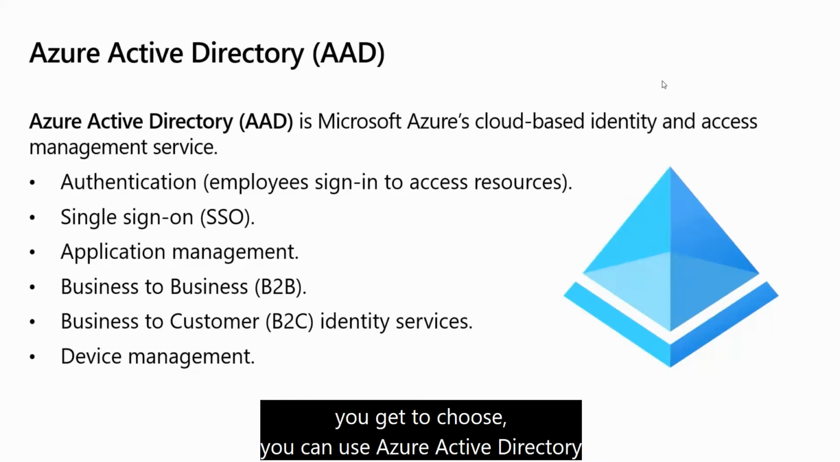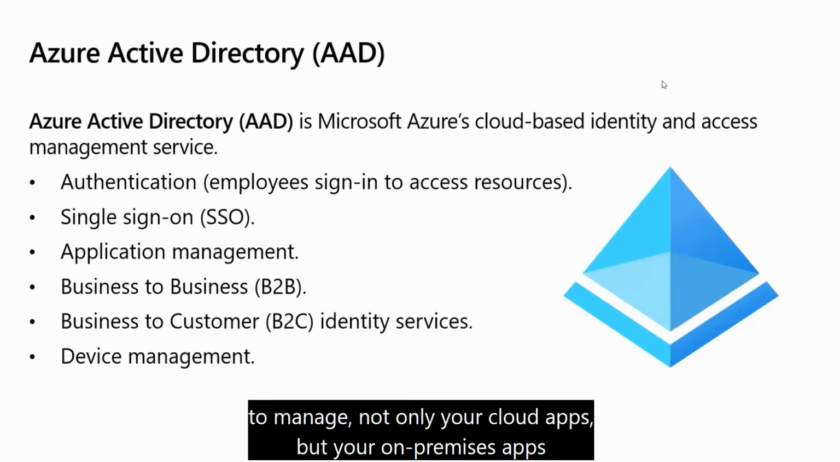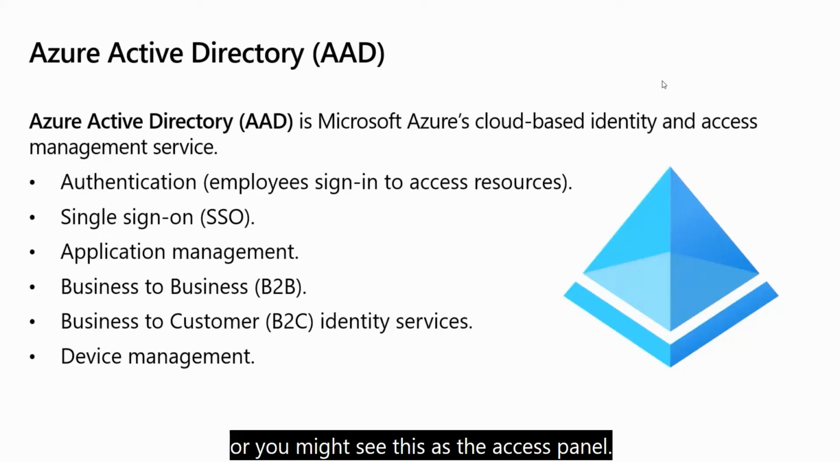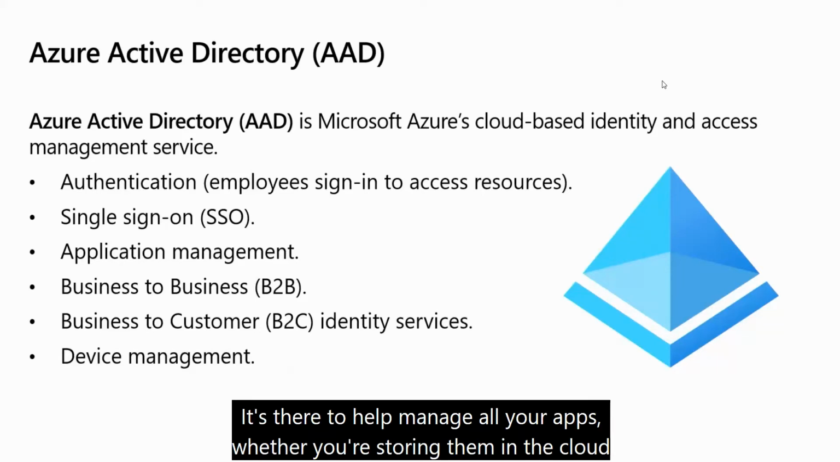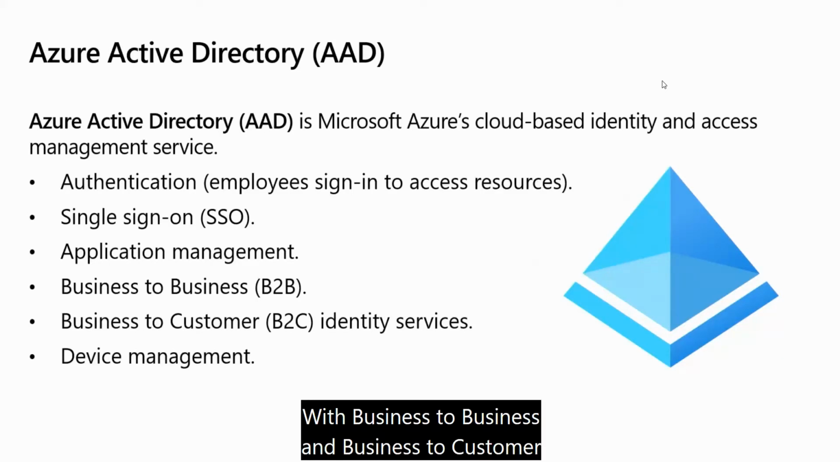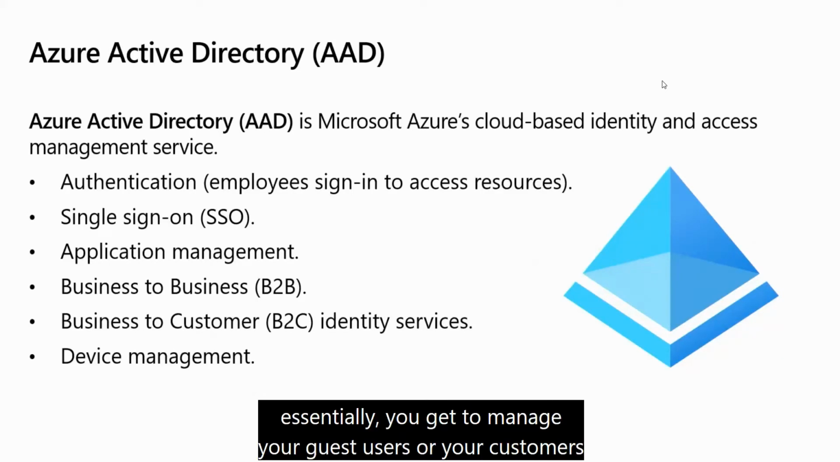You can use Azure Active Directory to manage not only your cloud apps, but your on-premises apps. And you can do this through the My Apps portal, or you might see this as the Access panel. But again, it's there to help manage all of your apps, whether you're storing them in the cloud or on premises.